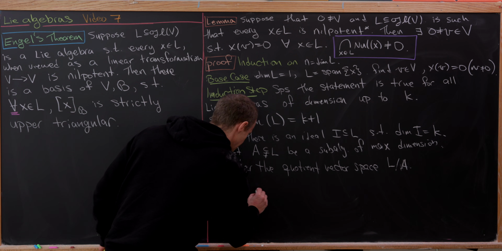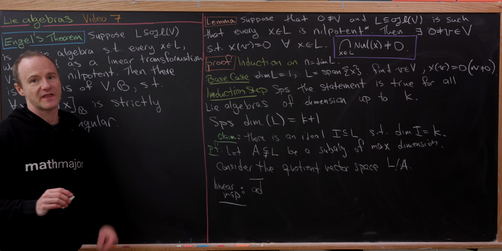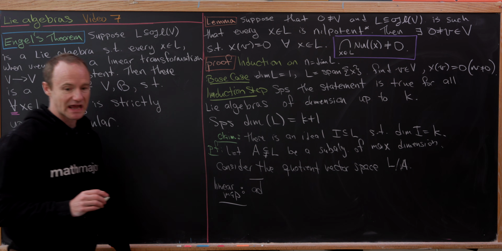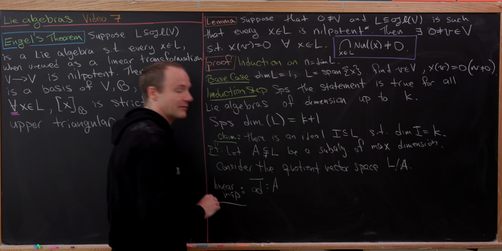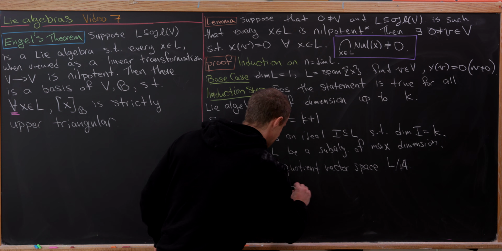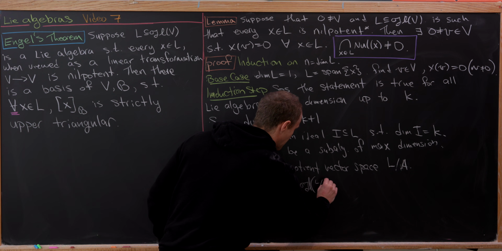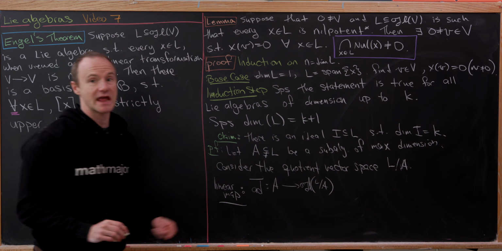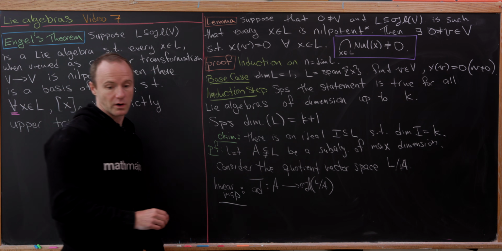And I'll call it maybe ad with a bar over it, thinking about the adjoint action. So it's named appropriately for that. What it does is it takes an element from A and sends it into GL(L/A). So L/A is a vector space. So how does this map work?